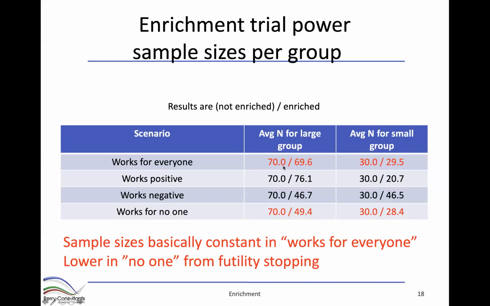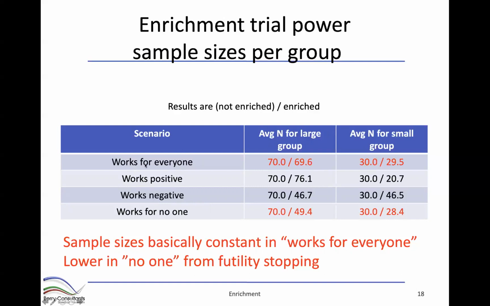If we haven't done any enrichment, we expect all comers to average the population proportions. So 70% are 70 in the large group and 30 in the small group. And it doesn't matter what the underlying truth is. We're always enrolling all comers. As soon as I enrich, it makes a difference what the underlying truth is.